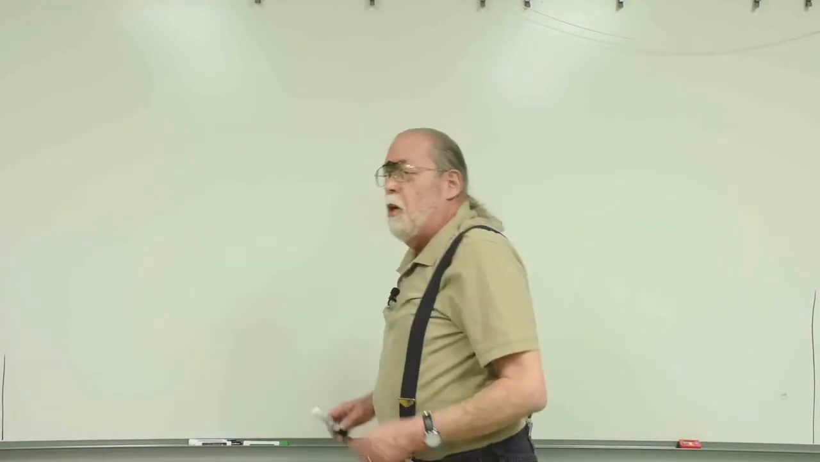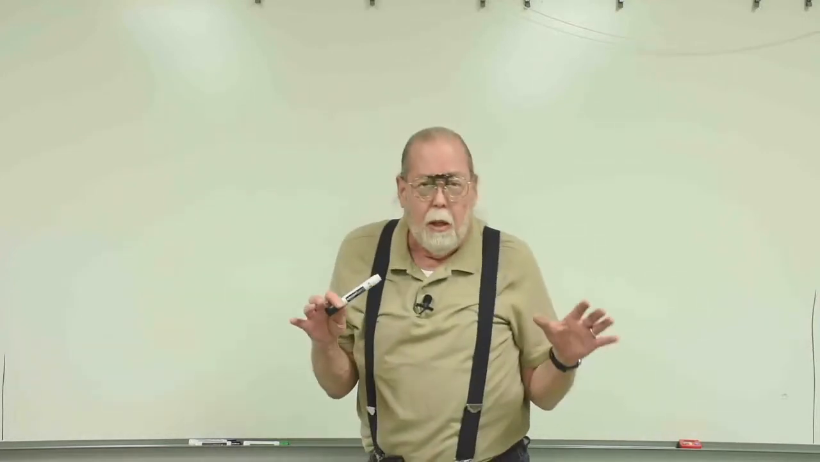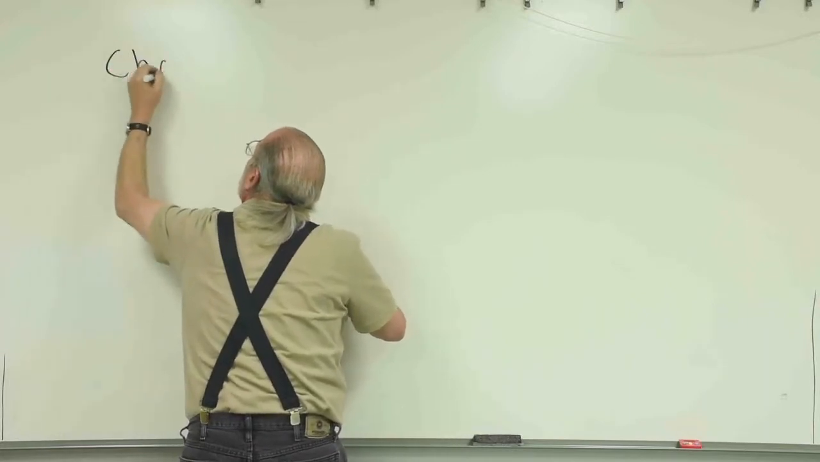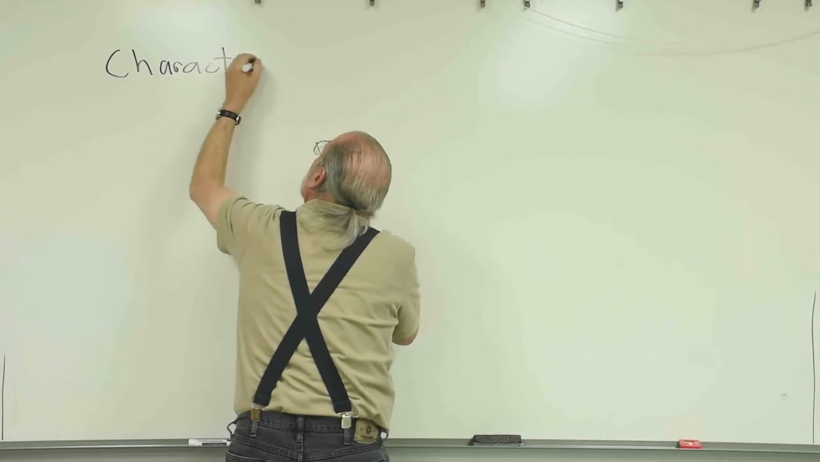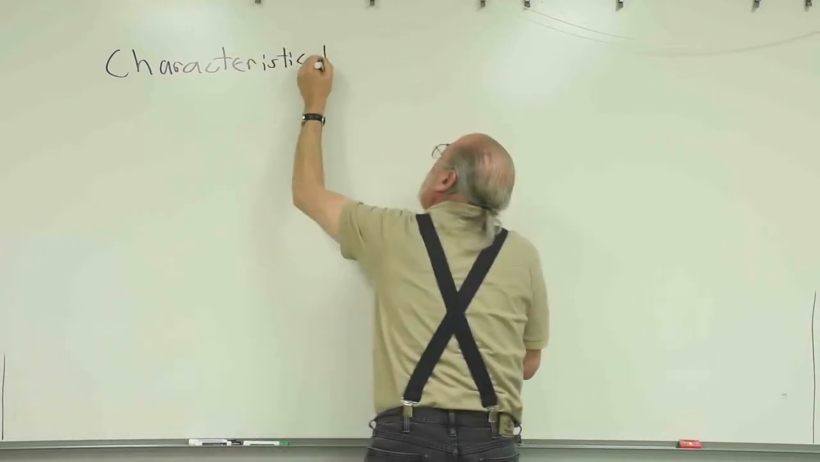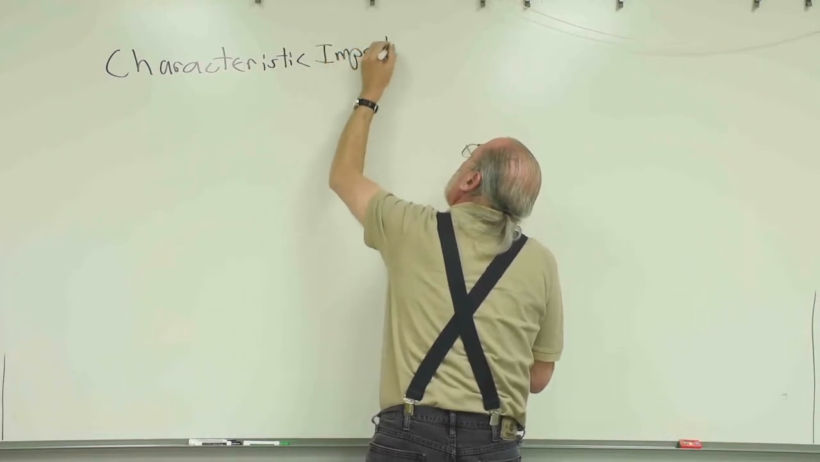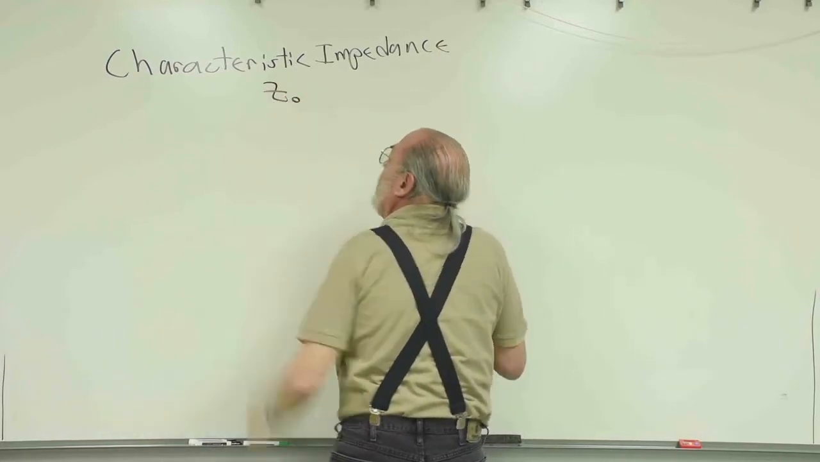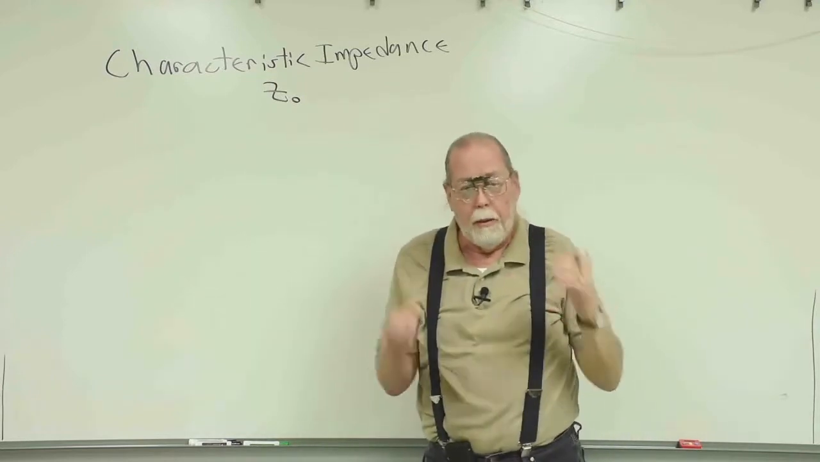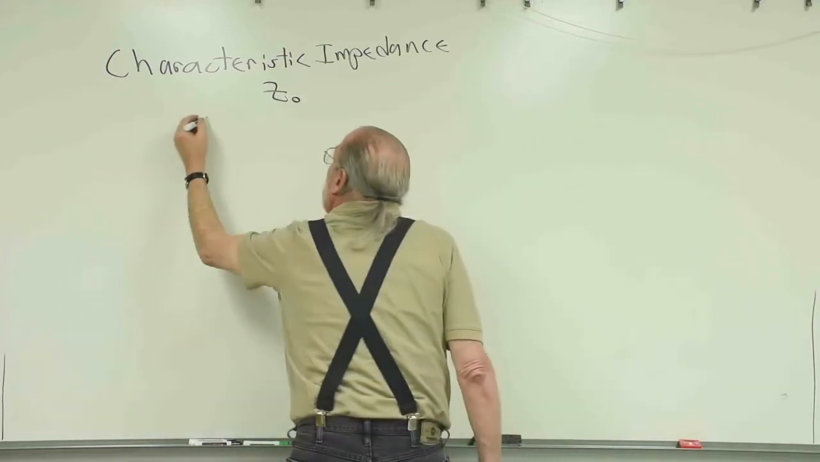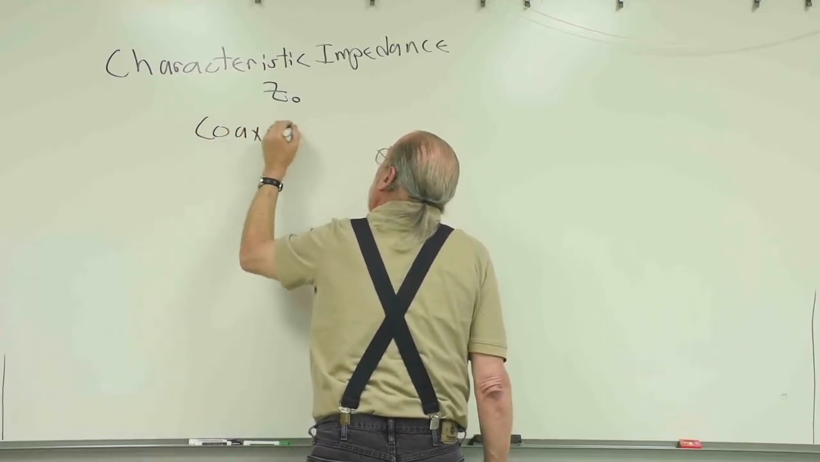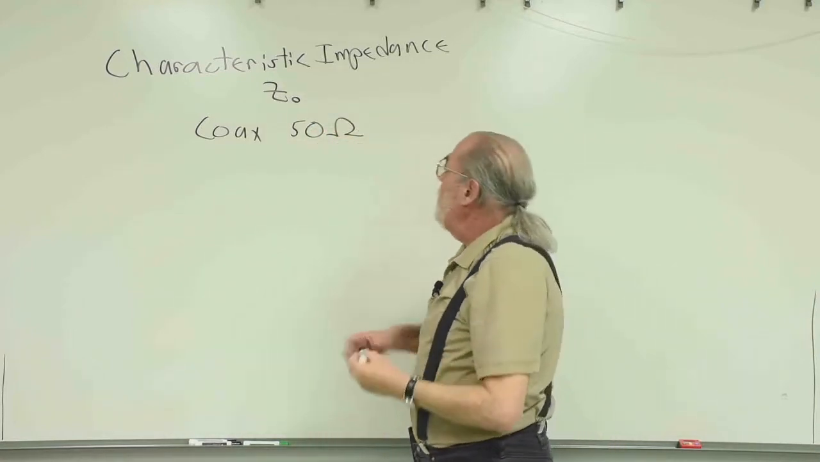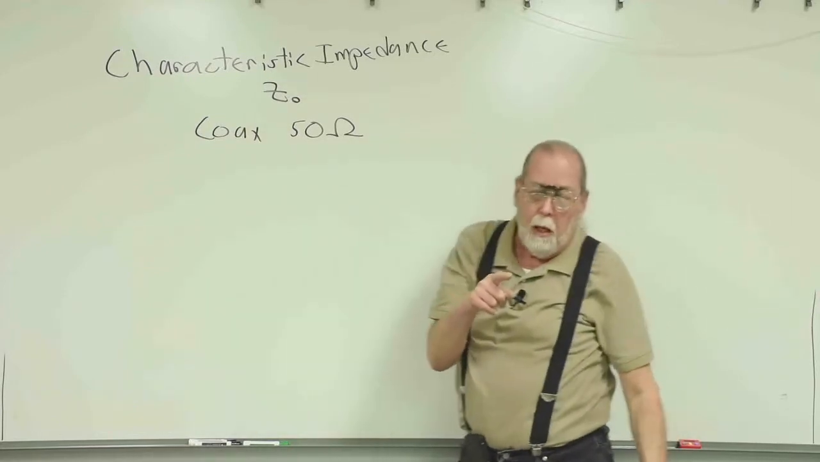Yeah, okay. So one of the most important characteristics of a line is called the characteristic impedance. It is very important. Really, it's the most important specification of a transmission line. Typically, for coax, it's typically around 50 ohms.